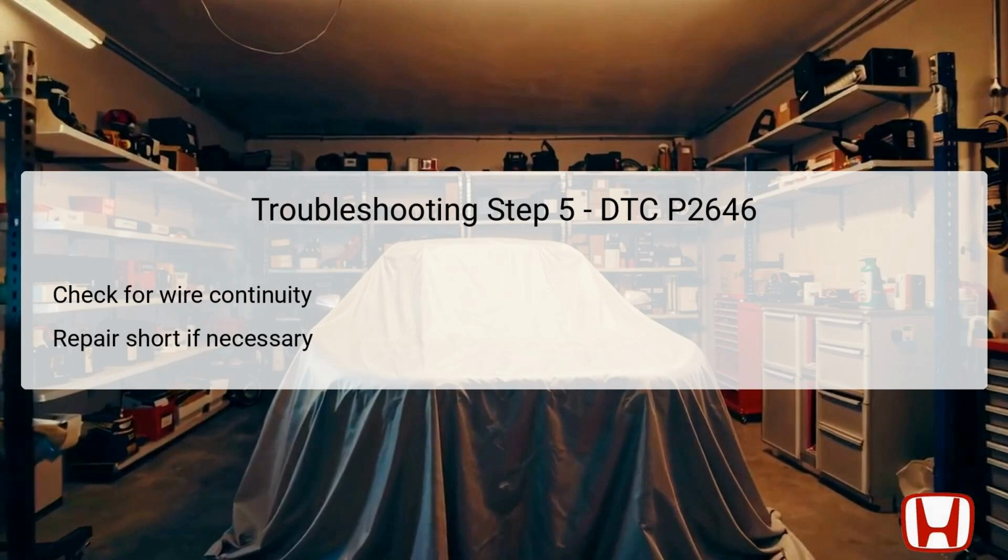If continuity is present, it indicates there is a wiring fault that requires repair. Conversely, if no continuity exists, the wiring is confirmed to be in working order. If necessary, moving forward, updating the PCM software or substituting a known good module could resolve the issue, thus ensuring that the DTC P2646 is no longer present.